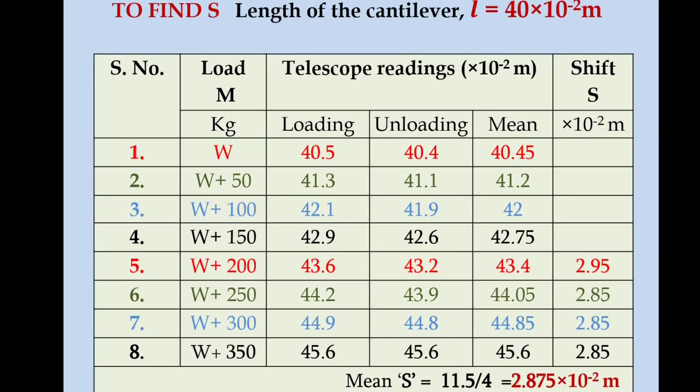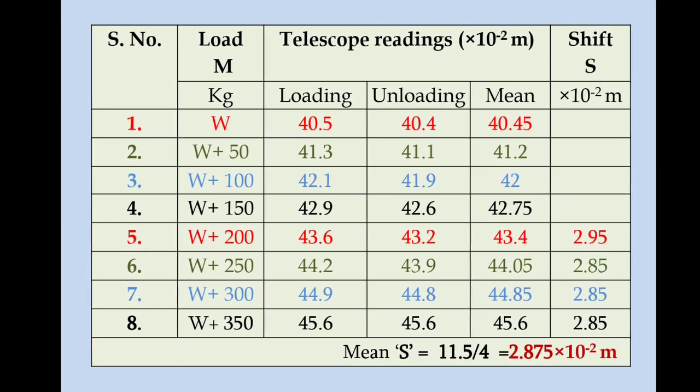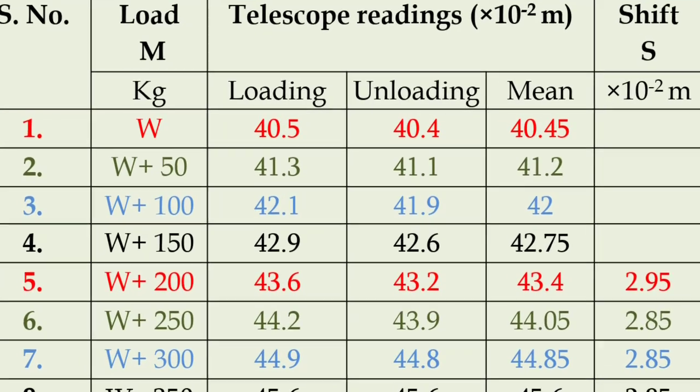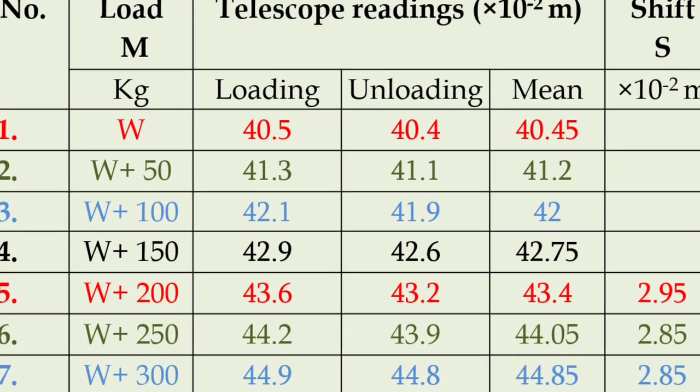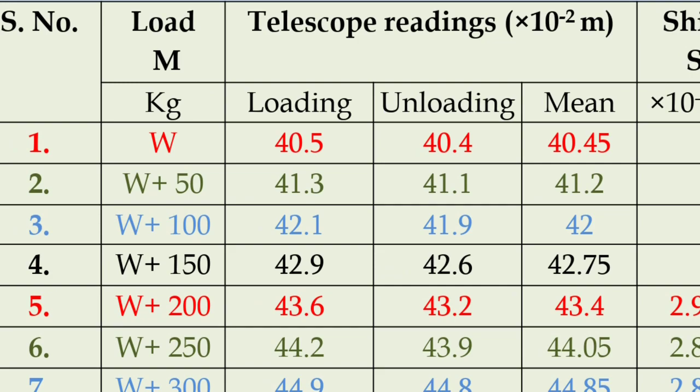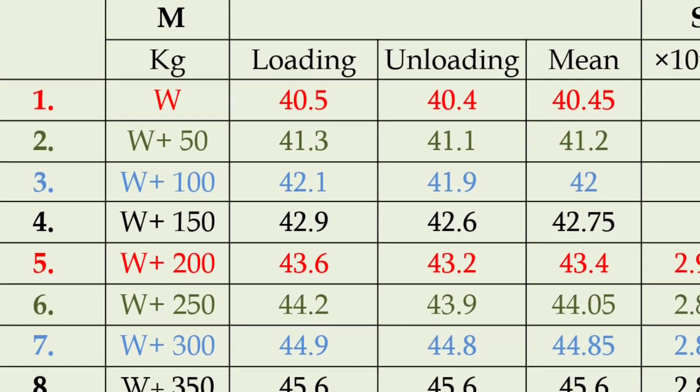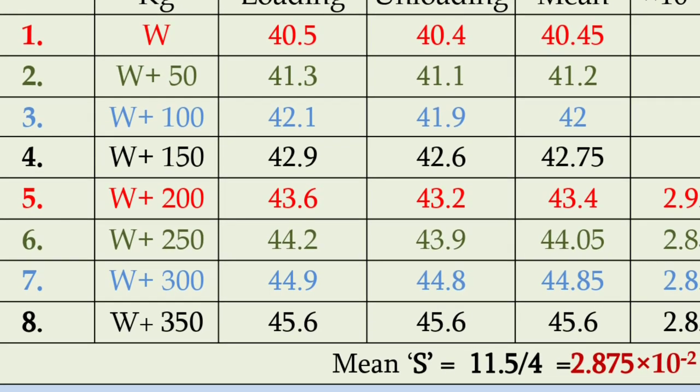In the next column we have the scale readings or telescope readings for loading and unloading. See, for the first weight, dead weight W, the scale reading for loading and unloading is 40.5 and 40.4, and the next scale reading for loading and unloading for the weight W plus 350 is 41.3 and 41.1.